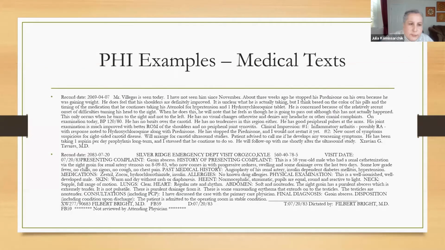I know it's hard to read, but you have to take my word for it. There are two items. One of them says record date 2069-04-07. Once again, it's already been de-identified. And Mr. Villegas is seen today, and then there's discussion about his treatment. The next one is, once again, record date such and such, and then the hospital name, the complaint, etc. This data is actually from that NIH test that I was discussing earlier. So those are the examples of text.